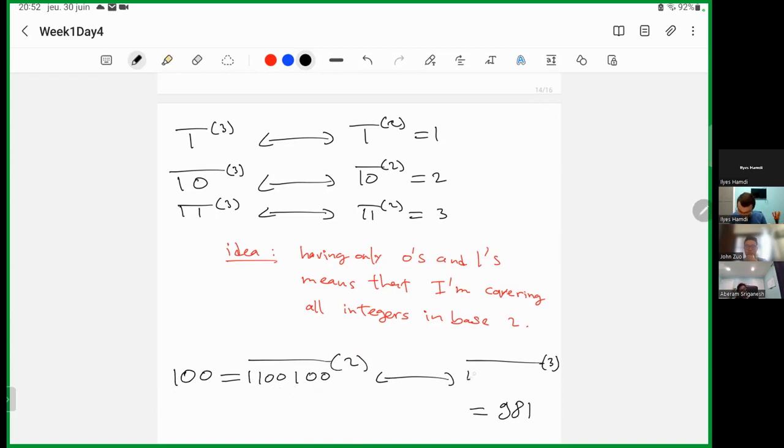Okay, so now I just translate. Then you just compute this in base 3 and you find 981. So this is our 100th element. Perfect. So what's important is that if you have only zeros and ones, then in base 2 you're covering all numbers. If we had zeros, ones, and twos, in base 3 we'd be covering all numbers. That's the idea. Okay, we're done here.